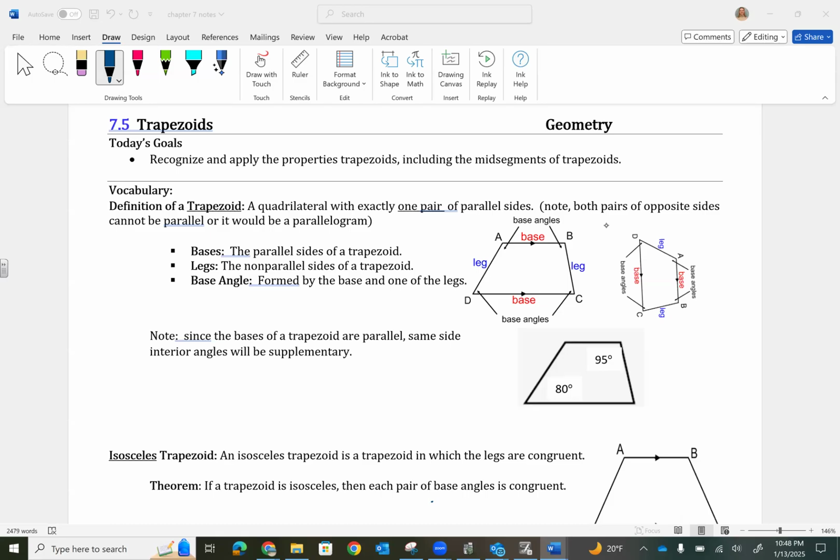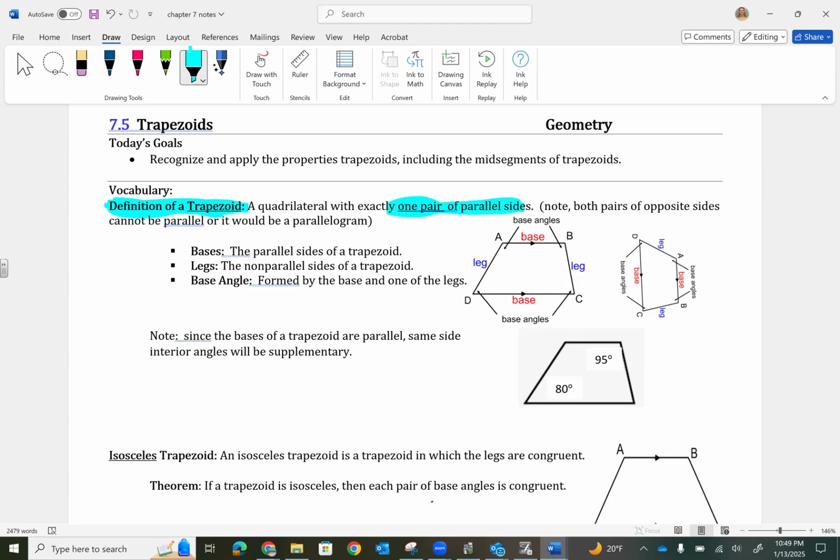Okay, so today we're going to be talking about trapezoids. In our four-sided figure situation, we've been talking about all sorts of shapes like parallelograms and rectangles and rhombuses. Our next thing to talk about would be trapezoids. The definition of a trapezoid is that there's exactly only one pair of parallel sides.